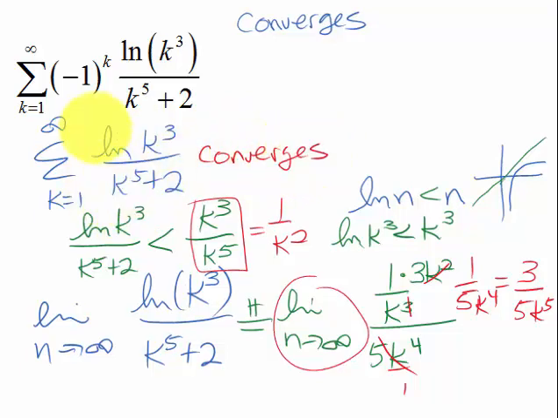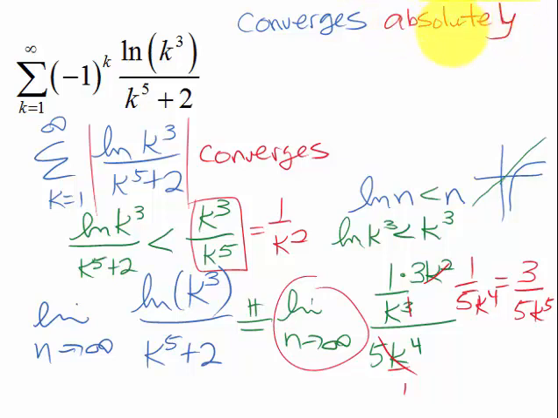And so when we took the absolute value, and I didn't put absolute values on it because these were all positive from 1 to infinity, when we do the absolute value and it converges as well, then this converges absolutely. So we have absolute convergence.